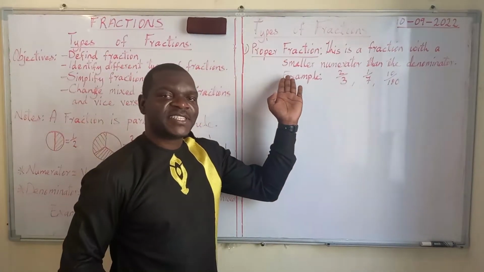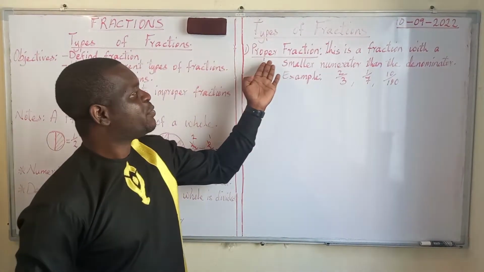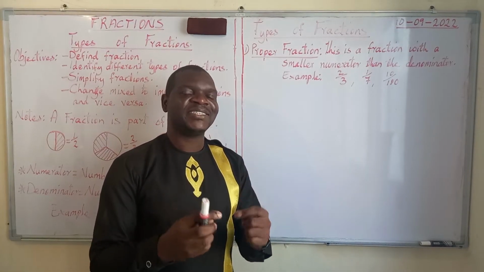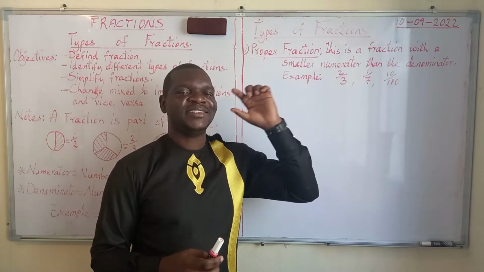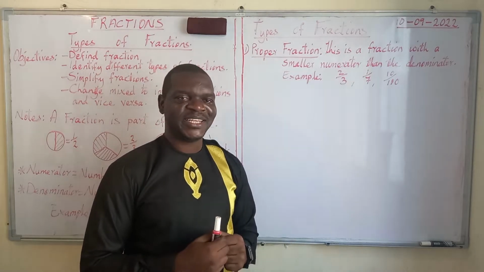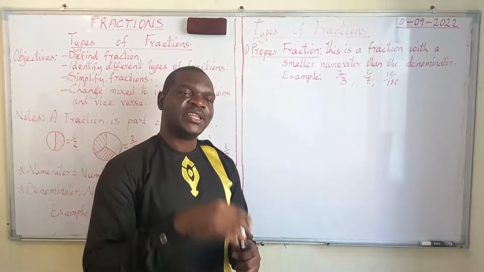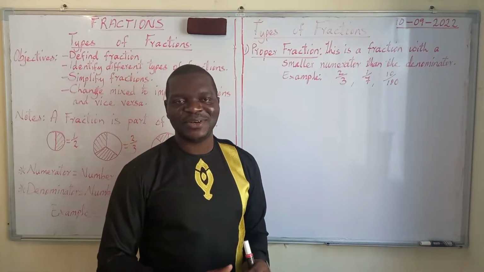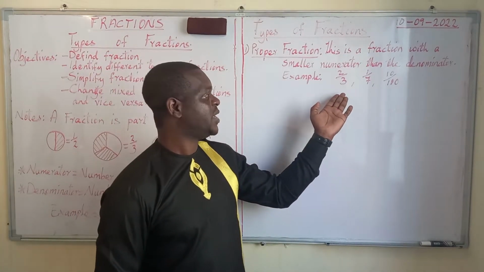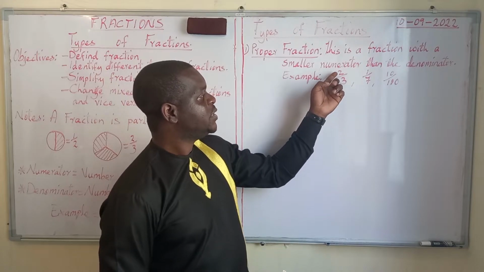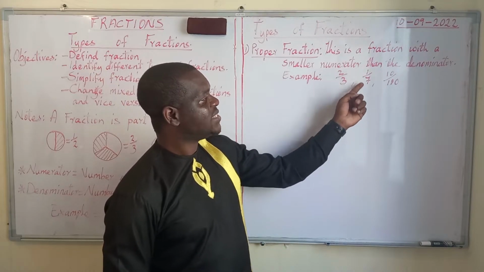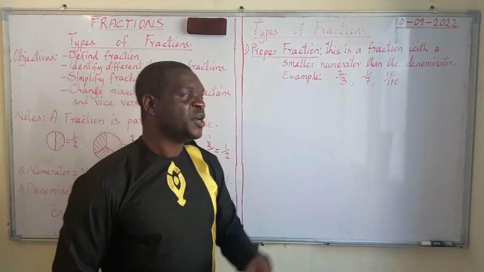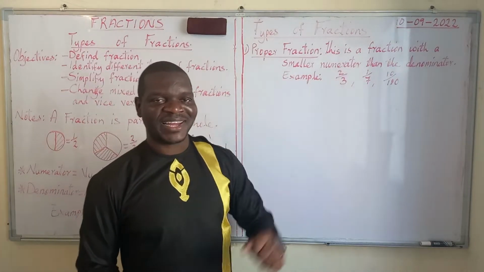Our very first type of fraction is a proper fraction. A proper fraction is simply a fraction that has a smaller numerator than the denominator. In proper fractions, the number above, which is the numerator, is smaller than the denominator. Examples of it we have here are 2/3, 2 is smaller than 3; 1/7, 1 is smaller than 7; and 10 all over 100. All these are proper fractions.